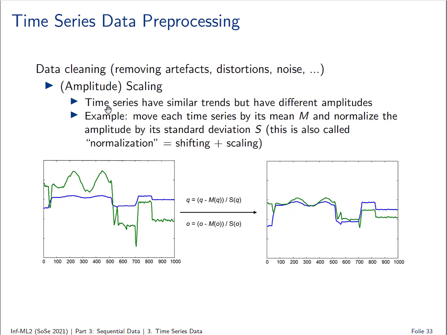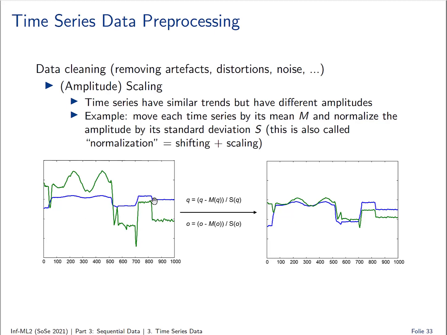That helps if time series have similar trends but different amplitudes. You see that the blue one goes up with a small bump, then goes down in a valley and goes up again and then goes down again. And the green one also, even though it goes down here, goes up with a clearer bump. It goes up again, goes down in the valley, goes up, goes down, and so on.